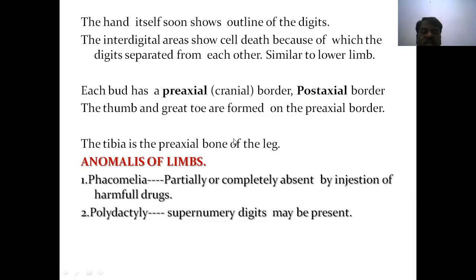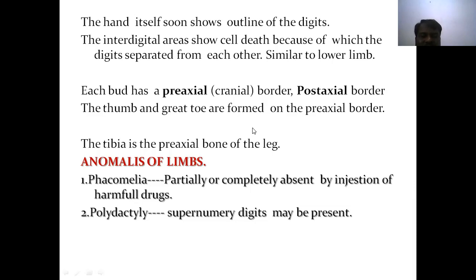In the lower limb, the pre-axial border is where we can identify the tibia. So pre-axial border and post-axial. The middle border of the lower limb and the pre-axial border are present here. In the upper limb it is the lateral border. So remember this. Sometimes they can ask how it is developed: this cephalic vein, is it pre-axial or post-axial? They make sense.